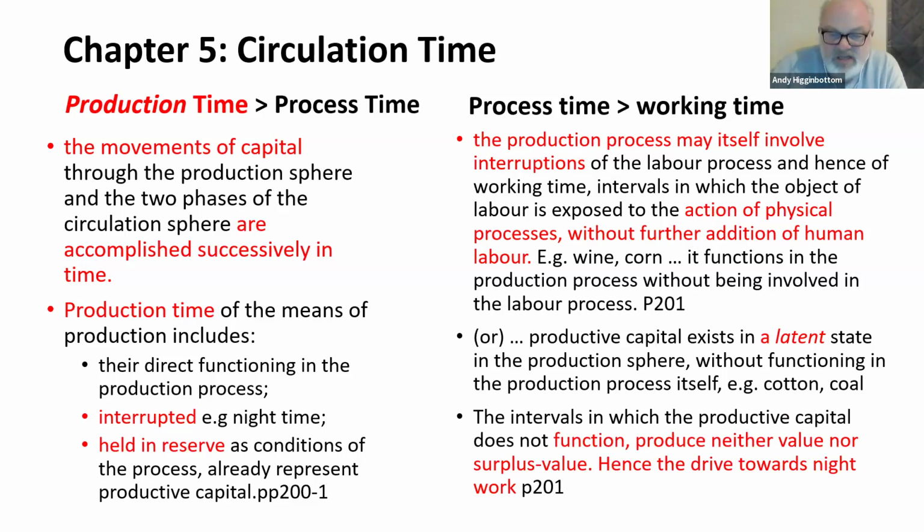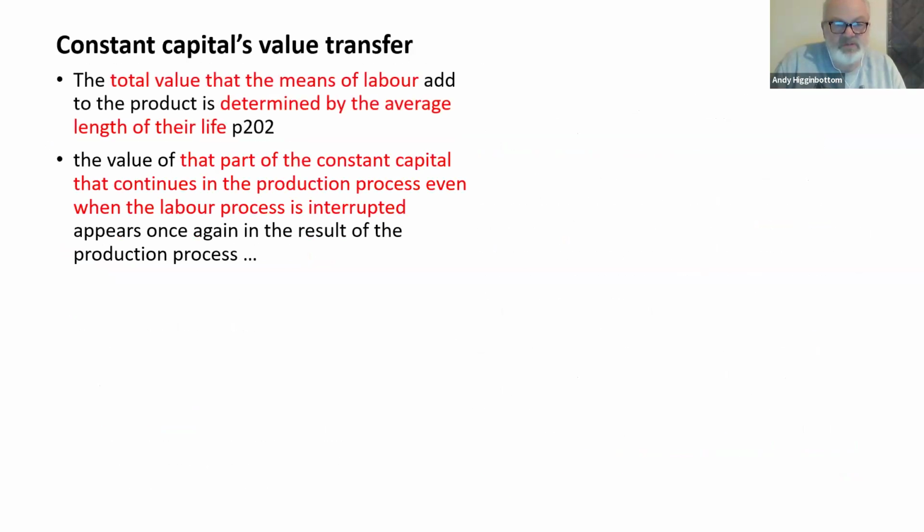In the intervals in which productive capital does not function, it produces neither value nor surplus value, hence the drive towards night work. So he's basically saying, well, this is not very efficient from a capitalist point of view. So capital wants to reduce this gap between working time and process time, and as much as possible saturate all the process time as actually active working time, and the same with production time.